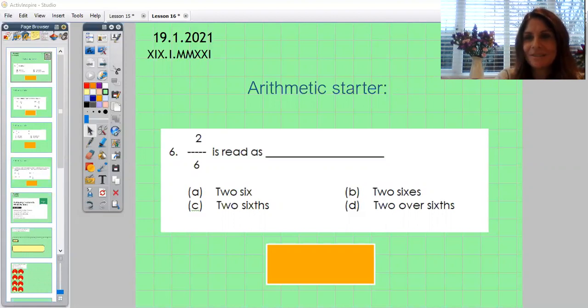Right, we're going to stop there. I just thought that might be a bit more of an exciting way to start our lesson.